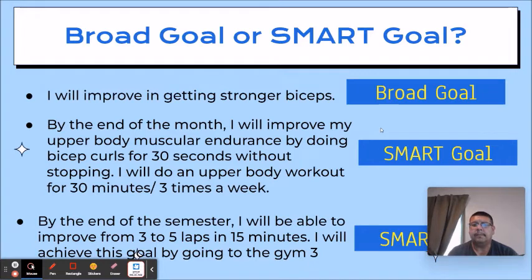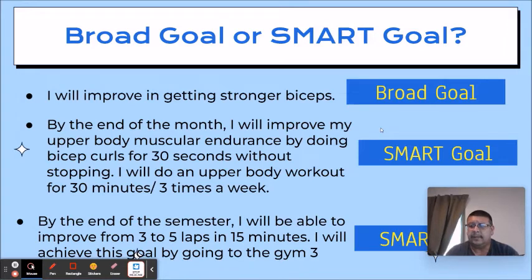You're going to be able to improve from 3 to 5 laps in 15 minutes. That's the part where it's measurable. You know how you're going to improve your goal, by how many laps, from 3 to 5 in 15 minutes. And the attainable part was the achievable part. Already it tells you how you're going to achieve the goal, and it's by going to the gym 3 days a week for 30 minutes.